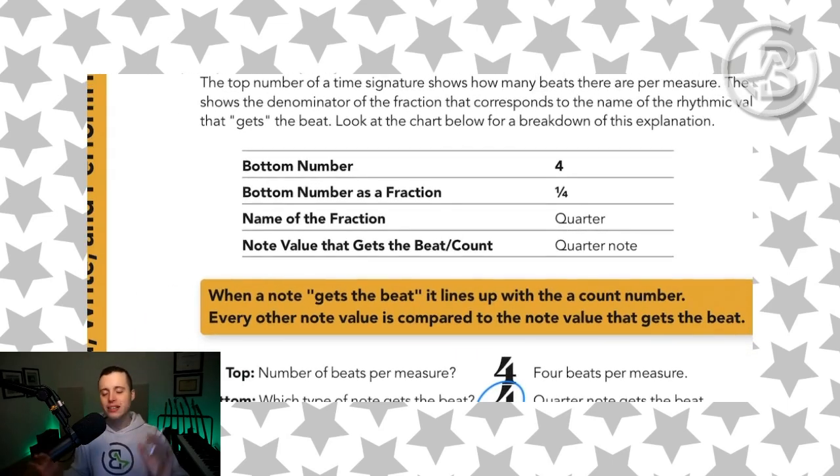And when a note gets the beat, what we mean is one of those notes. So 1 quarter note gets the beat, which means 1 quarter note is equal to 1 count, whereas a half note is equal to 2 counts or 2 beats, and a whole note is equal to 4 counts or 4 beats. But we're saying the quarter note equals 1 beat or 1 count, and then we're going to figure out the half note and the whole note from there, because the quarter note is worth 1, the half note is worth double that, the whole note is worth quadruple that. The quarter note is worth 1 beat or 1 count, and we compare the half note and the whole note to that quarter note. I will see you in the next lesson.